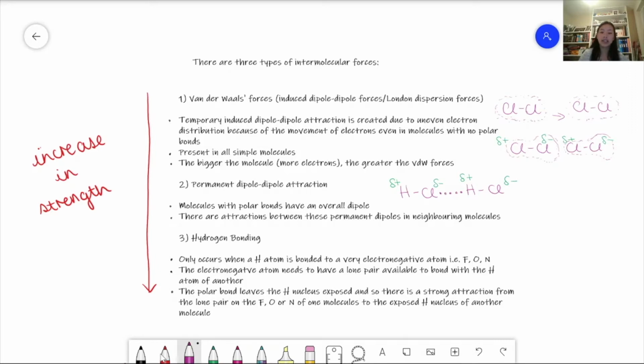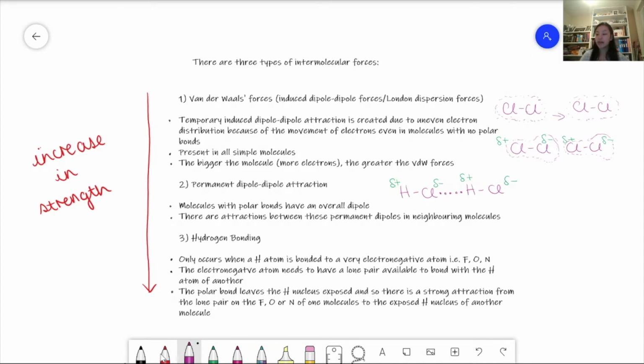So the third intermolecular force you need to know is hydrogen bonding, and this only occurs when a hydrogen atom is bonded to a very electronegative atom, so normally only fluorine, oxygen, or nitrogen. The electronegative atom needs to have a lone pair available to bond with the hydrogen atom of another, and the polar bond leaves the hydrogen nucleus exposed, and so there is a strong attraction from the lone pair on the fluorine, oxygen, or nitrogen of one molecule to the exposed hydrogen nucleus of another molecule.